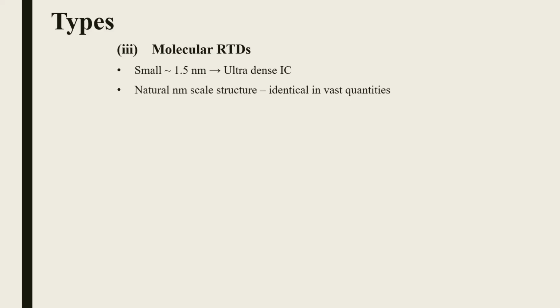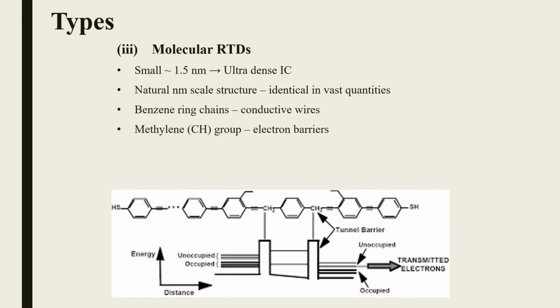The last type of RTD is the molecular RTD, which is small and therefore ultra-dense integrated circuits can be manufactured. It's a natural nanometer scale structure and vast quantities are available. In the structure shown below, the benzene ring chains form the conductive wires and the methylene group forms the electron barriers. The potential well is also very small. It is around 10 to 100 times smaller than the solid state RTDs.